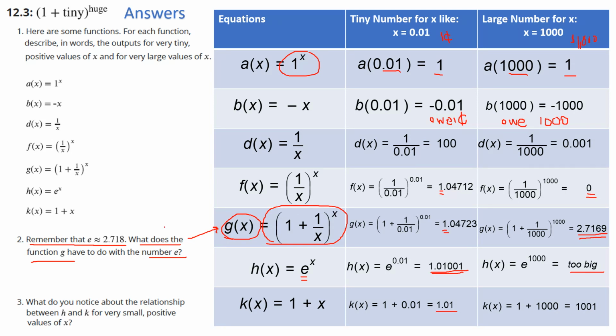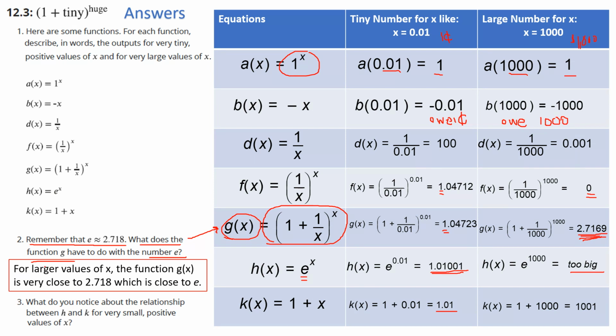All right, so now that you had an opportunity to do that, I want you guys to notice our answer for when you plug in a very small number and when you plug in a very big number. What do you guys notice when you plug in a big number? If you wrote something like, the larger the values of x, the function g is very close to 2.718, which is close to e. So if you wrote something like, when you plug in big numbers for x, your answer is going to get closer and closer to e. Okay, that's basically what it is.